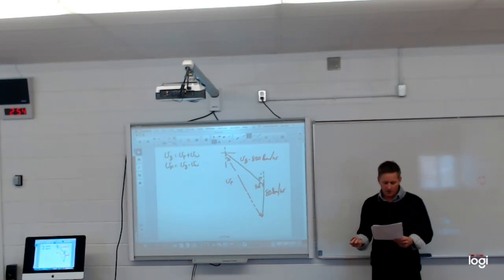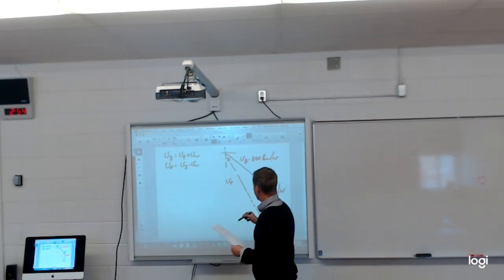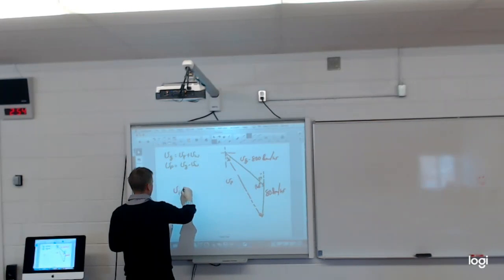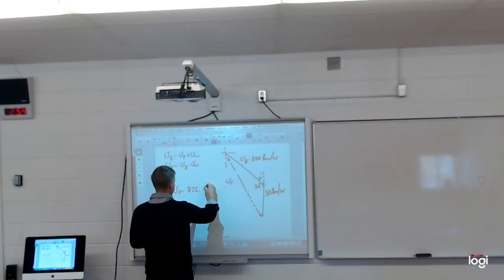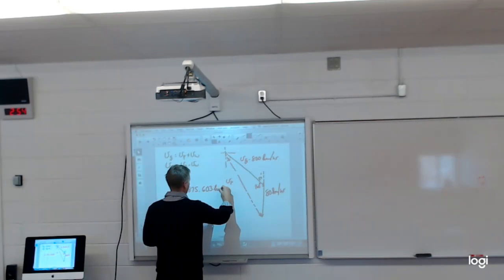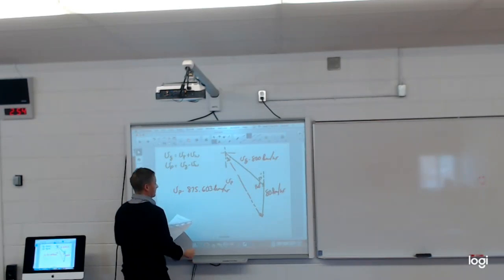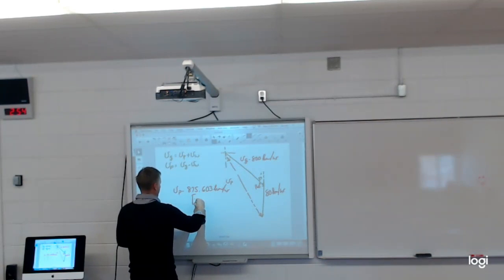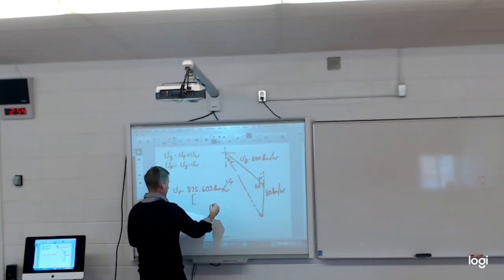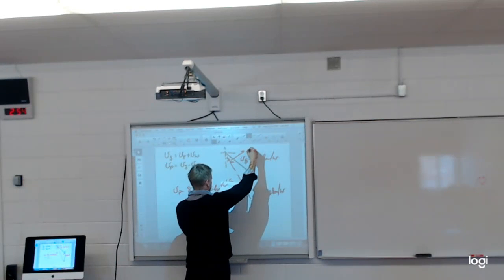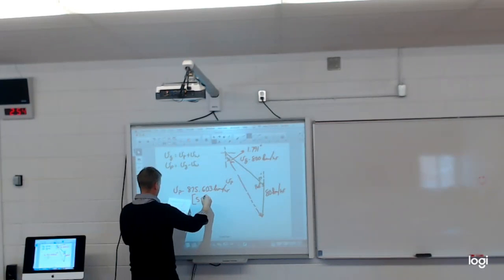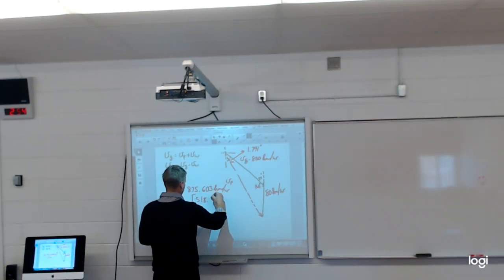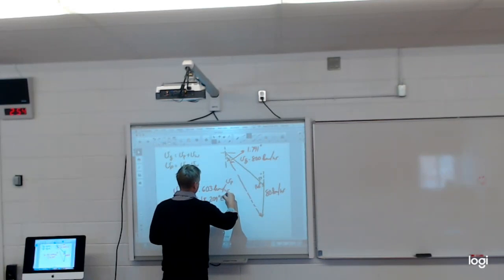Okay, so I got the velocity of the plane. In order for that to happen, the plane must fly at 875.603 kilometers an hour. All right, and the direction, that guy right there, I calculated to 1.791 degrees. So it's south 18.209 degrees to the east.